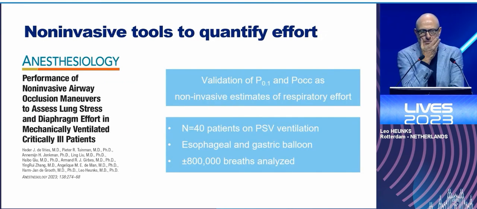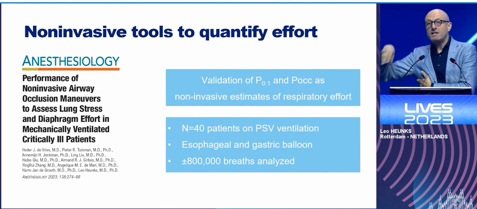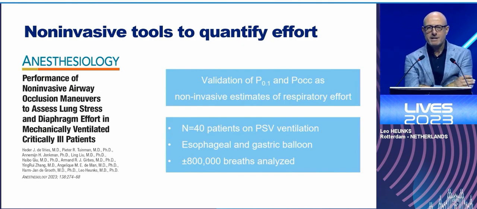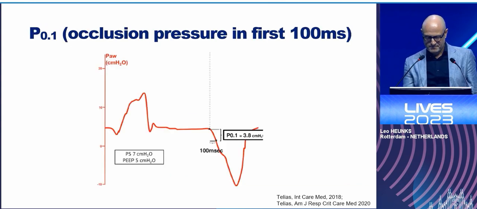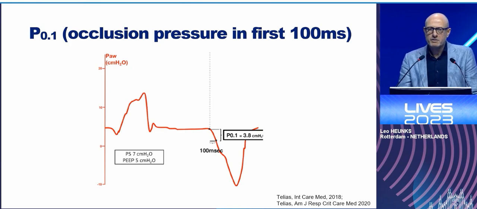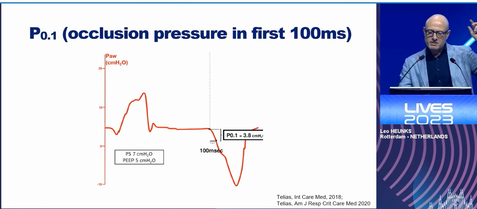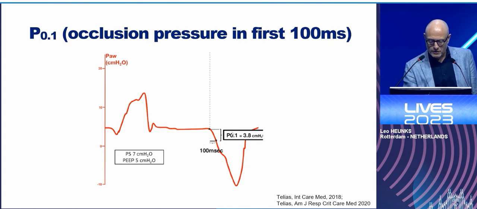And we actually just published a paper where we specifically looked at whether these non-invasive markers indeed can be used to estimate breathing effort as compared to this gold standard. But first, to remind, what is P0.1? And there have been fantastic publications by Irene Telias from the group from Toronto that described everything related to P0.1. But the P0.1 is the decrease in airway pressure during the first 100 milliseconds of an occluded inspiration.